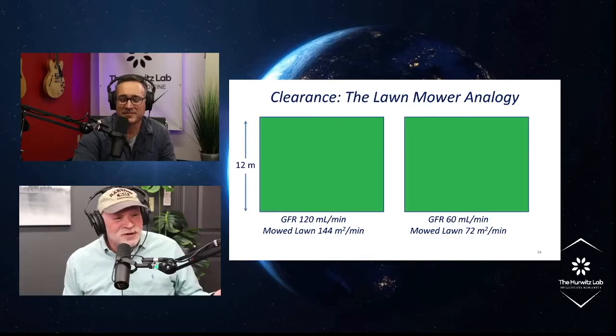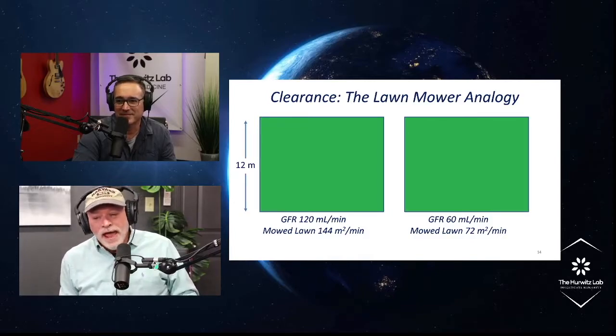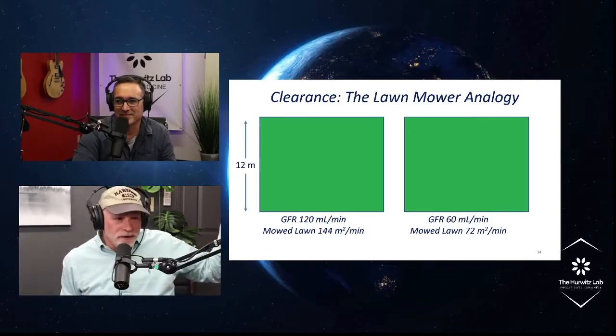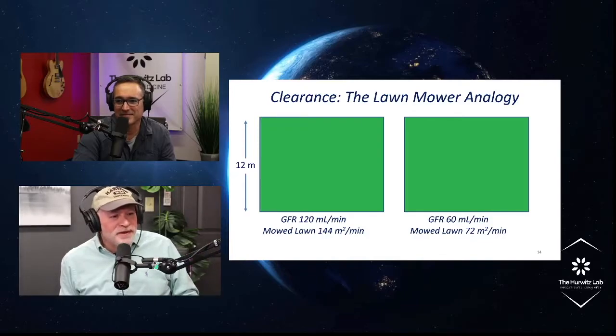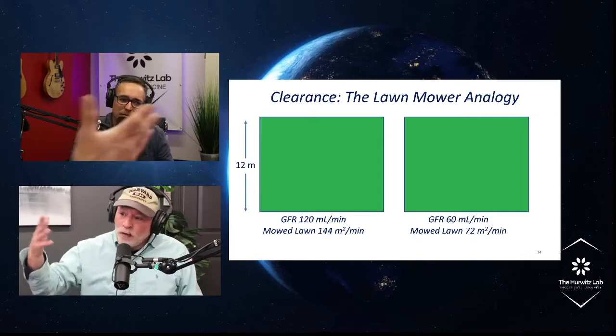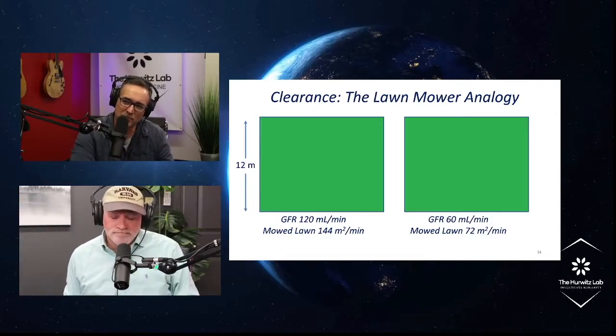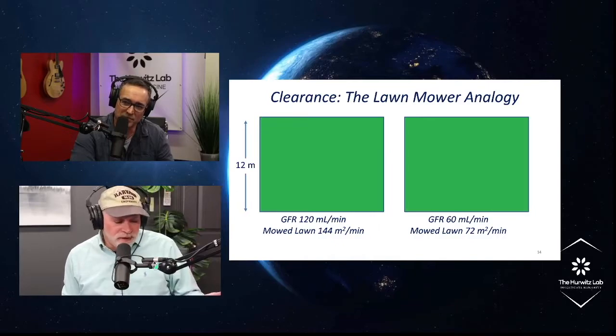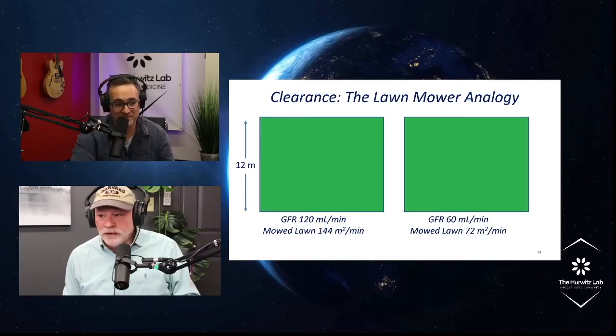You don't know what it means, but you can say it. And so they'll say, oh, yeah, clearance, it's the volume of a plasma that can be cleared of a substance in 1 minute. But they have no deeper understanding. Yeah. So the one way to approach it is to use what I think I talked to you about way back when, the lawnmower analogy.